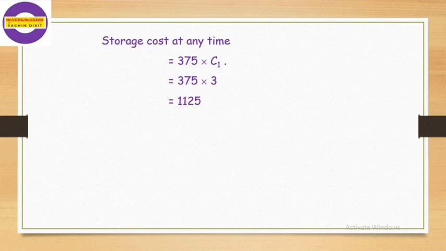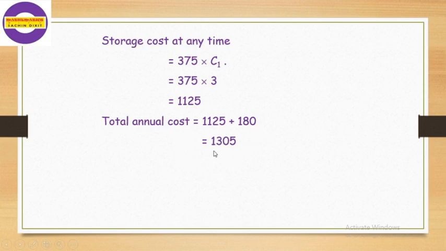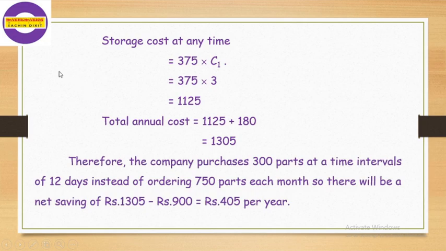That is storage cost. Therefore, to find total annual cost is 1125 plus 180, that is ordering cost. Total annual cost is 1350. But previously we found the total annual cost is 900. So therefore the company purchases 300 parts at a time interval of 12 days instead of ordering 750 parts each month.